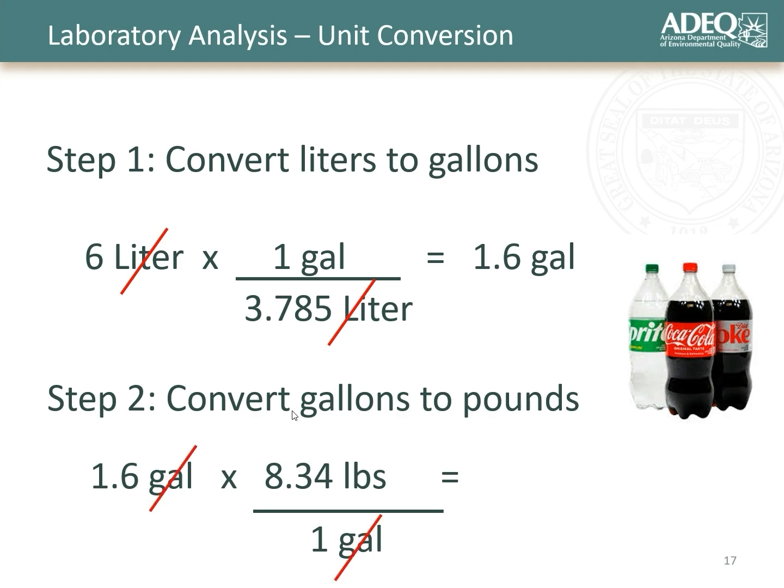That way the gallons cancel each other out. So now we're multiplying 1.6 gallons, 1.6 times 8.34. Pounds are all that we have left. And so now we're left with 13.3 pounds of soda we've solved for. So this is an easy way to do it, and using the units helps you keep track of what unit you're using and make sure that you divide or multiply by the right number.